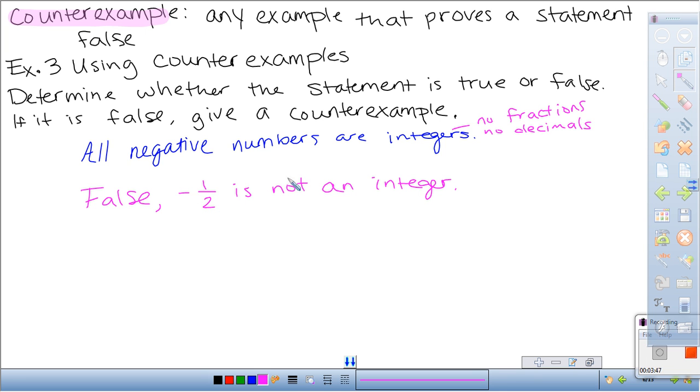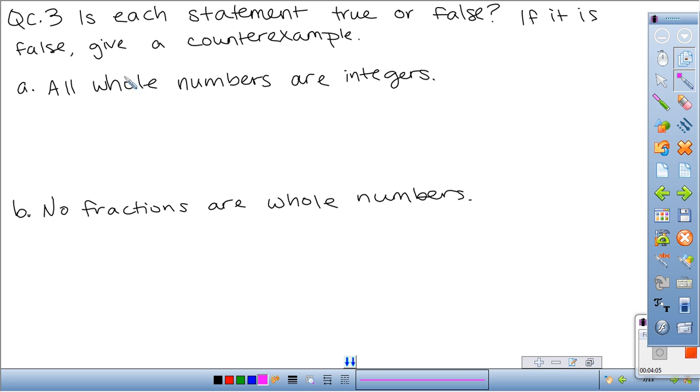And of course there are lots and lots of examples you could use. Instead of a negative half, you could do a negative 3/4, or you could do negative 0.3 repeating, or there are lots and lots of examples that you could use. Here are just a few. So let's look at a couple more counterexamples. Is each statement true or false? If it is false, give a counterexample, just like we just did.